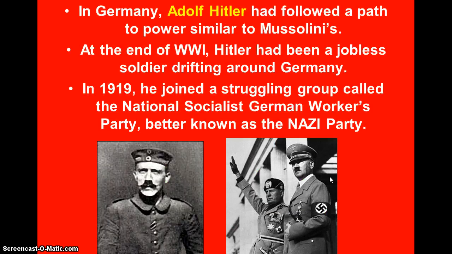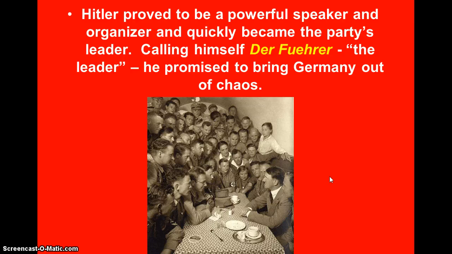In Germany, on the other hand, Adolf Hitler followed a path to power similar to Mussolini's. At the end of World War I, Hitler had been a jobless soldier drifting around Germany. In 1919, he joined a struggling group called the National Socialist German Workers' Party, better known as the Nazis. Hitler proved to be a powerful speaker and organizer, and quickly became the party's leader. Calling himself Der Führer, the leader in German, we could see the irony of that, he promised to bring Germany out of the chaos. Here you have the Nazis, and you have Hitler speaking to them.